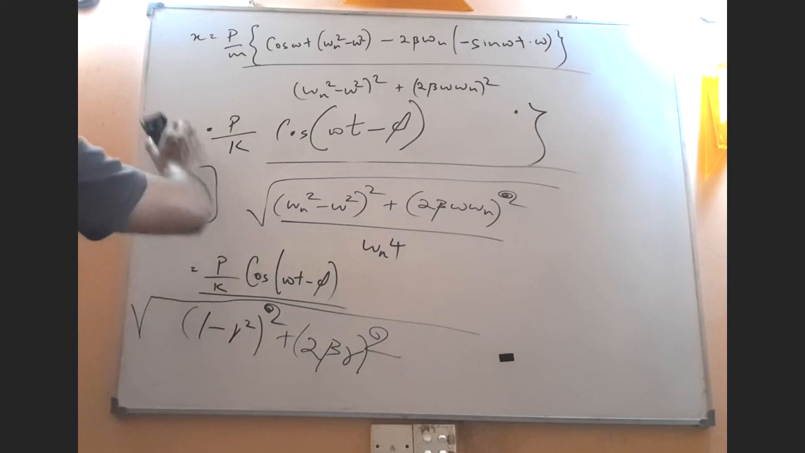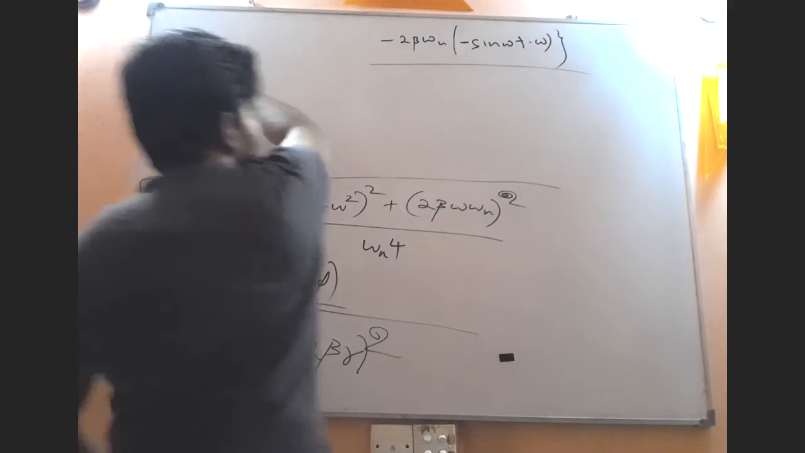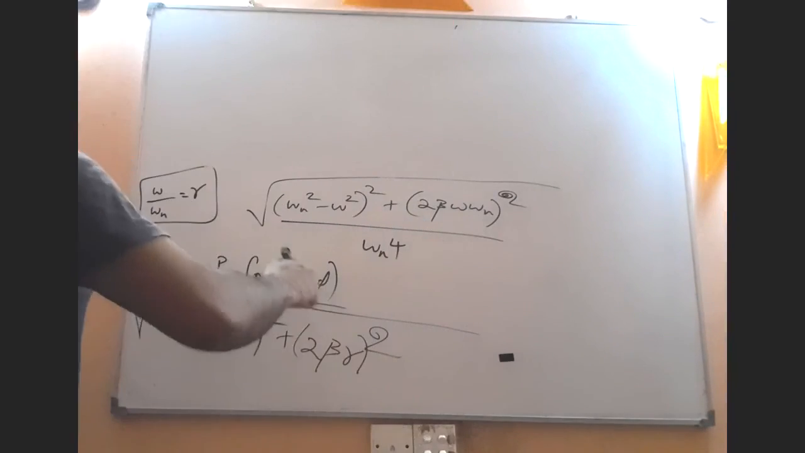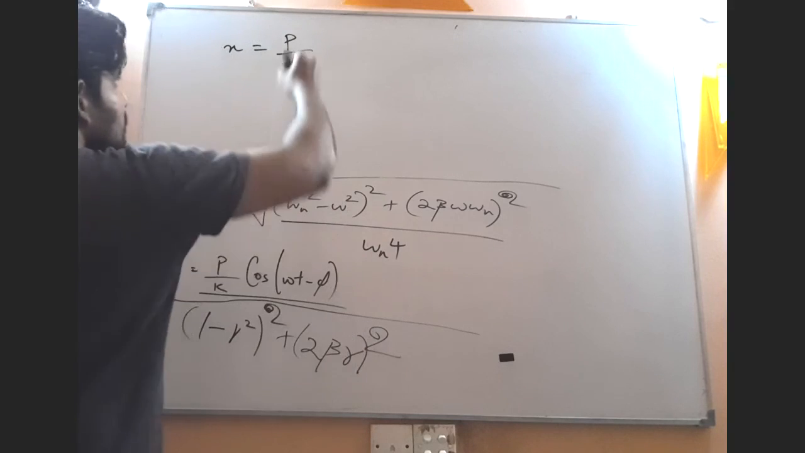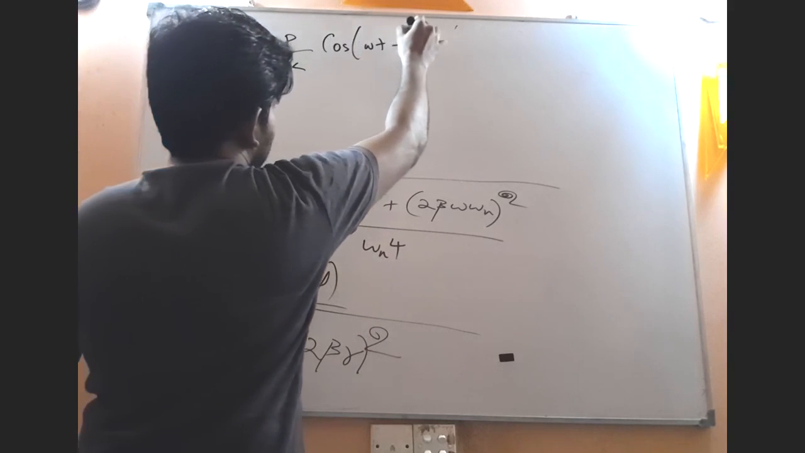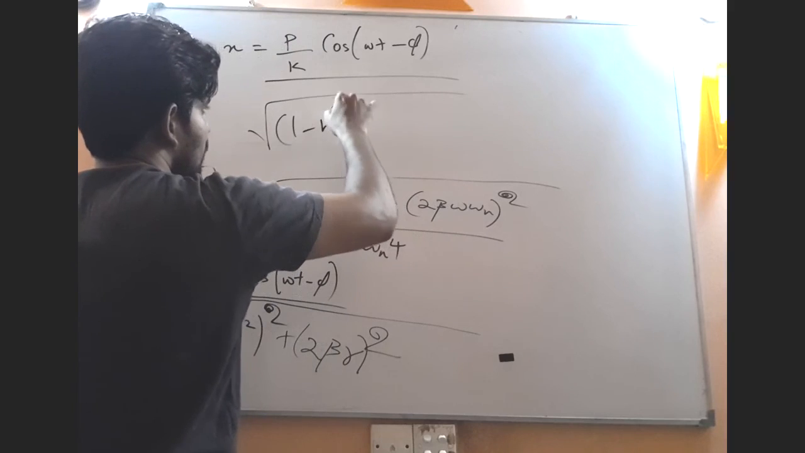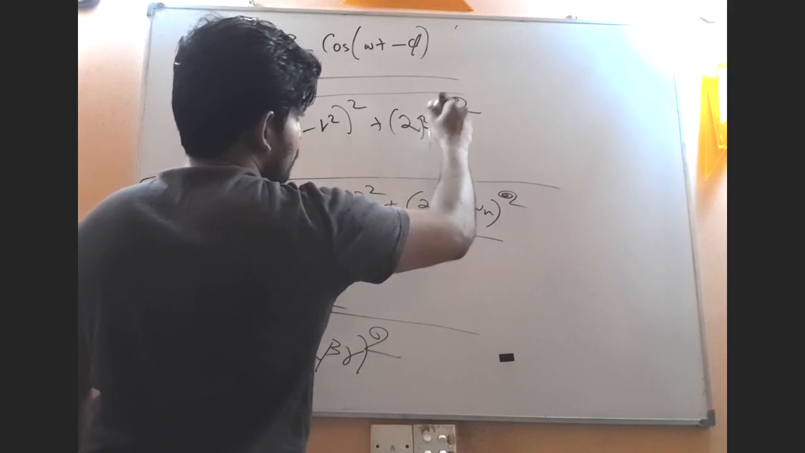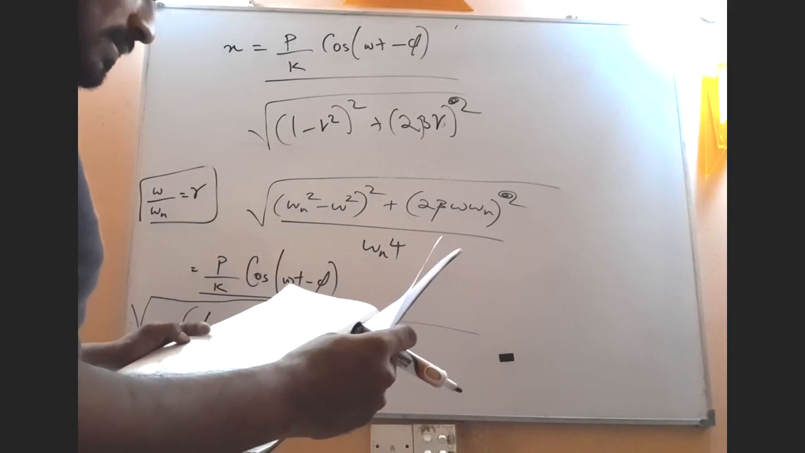So let's erase this part and write it. Now you can say x equals P divided by K cos omega t minus phi, divided by square root of 1 minus r squared whole thing squared plus 2 beta r whole thing squared. 2 beta r. So basically that is the equation.